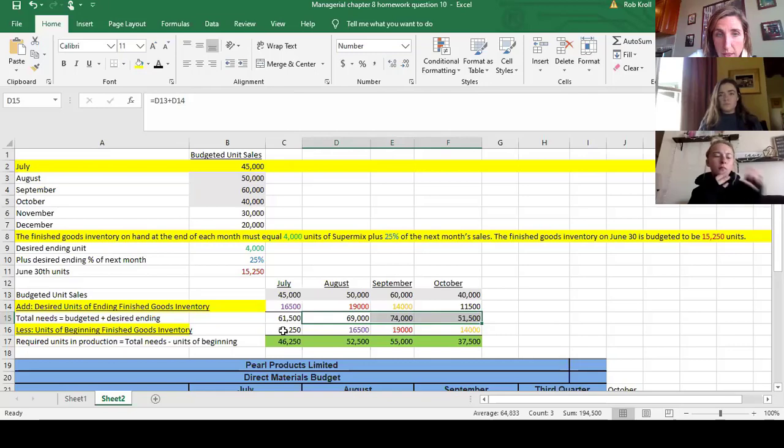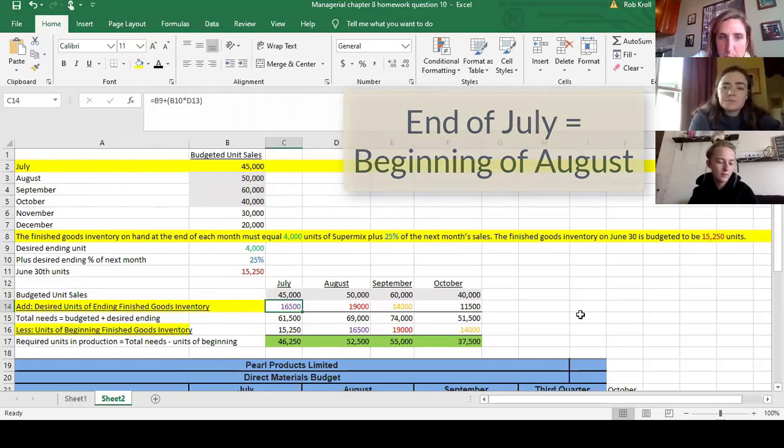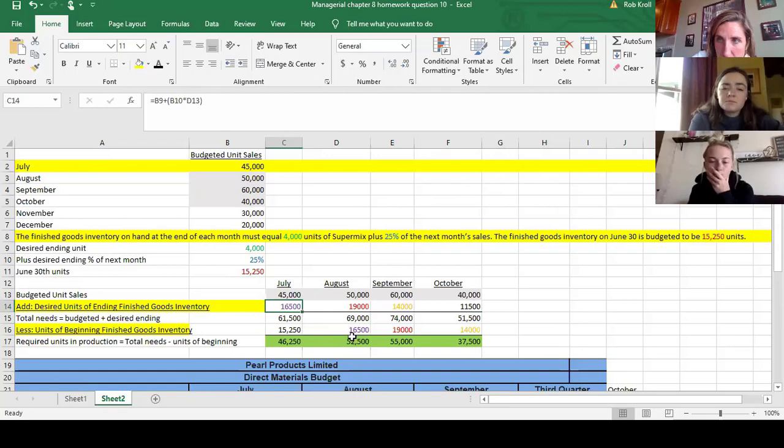This next row, I love this next row, okay? Because I color coded it. That's why I love it. This end of July is actually the beginning of August, so those two numbers should always coordinate. See how that 16,500 is there and it's also down here. What is the end of August is the beginning of September. What is the end of September is the beginning of October. Those were the ones you already had left over from last month.